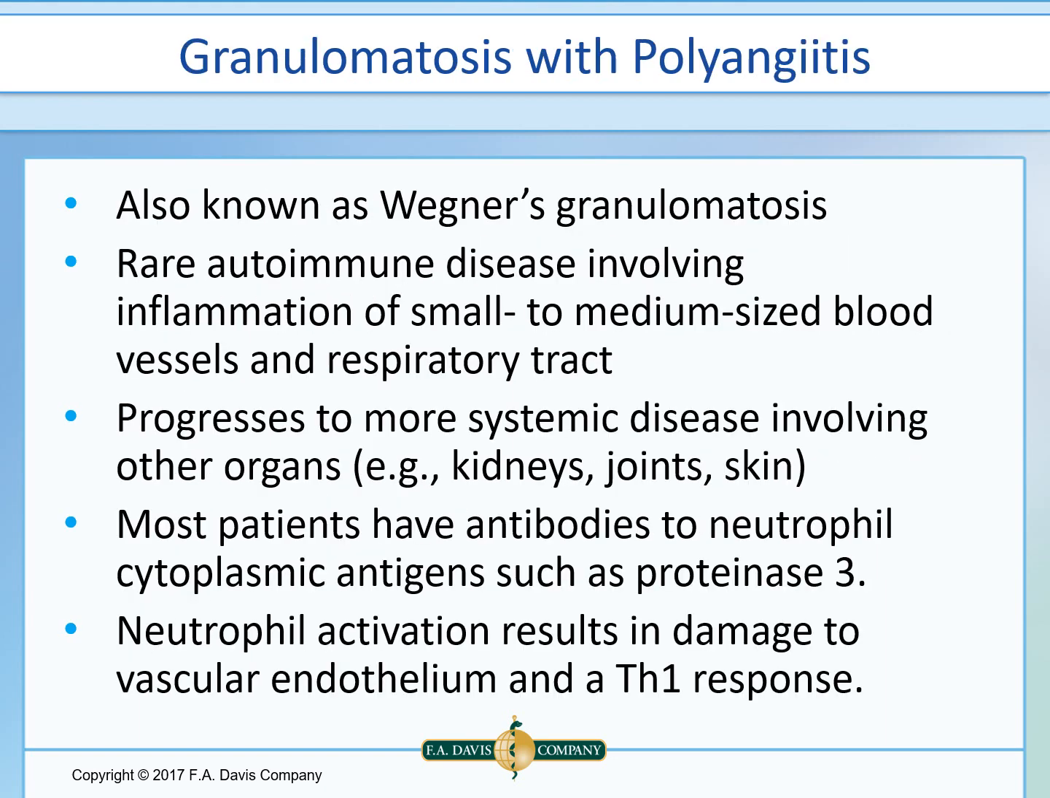Granulomatosis with polyangiitis, also known as Wegener's granulomatosis, is another systemic autoimmune disease that's rare, involving inflammation of small to medium-sized blood vessels and the respiratory tract. This disease progresses to more systemic disease involving other organs. Most patients have antibodies to neutrophil cytoplasmic antigens such as proteinase 3. Neutrophil activation results in damage to vascular endothelium and a T helper 1 response in these patients.